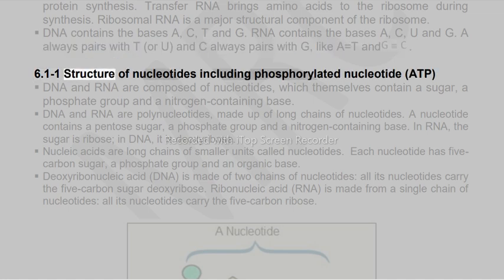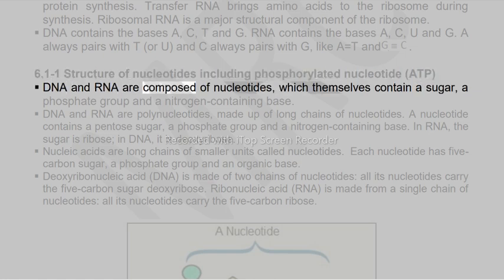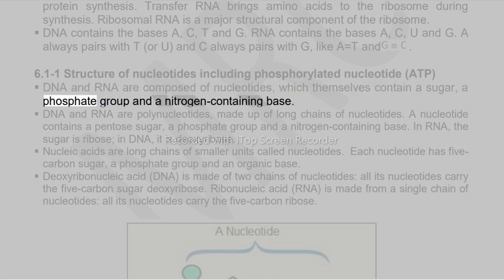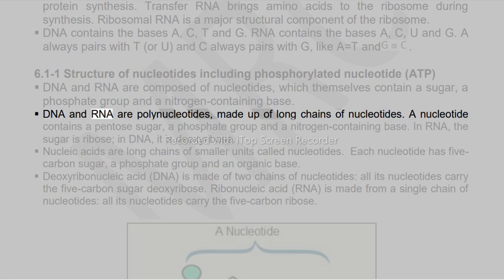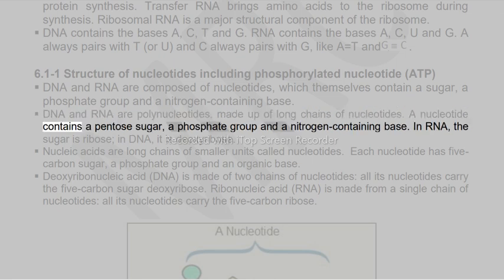6.1.1 Structure of nucleotides including phosphorylated nucleotide, ADP. DNA and RNA are composed of nucleotides, which themselves contain a sugar, a phosphate group and a nitrogen-containing base. DNA and RNA are polynucleotides, made up of long chains of nucleotides. A nucleotide contains a pentose sugar, a phosphate group and a nitrogen-containing base.